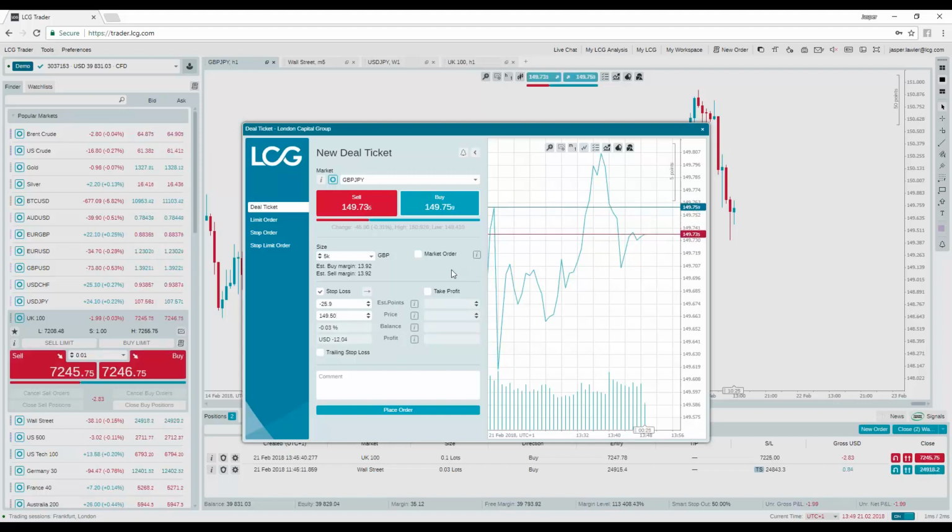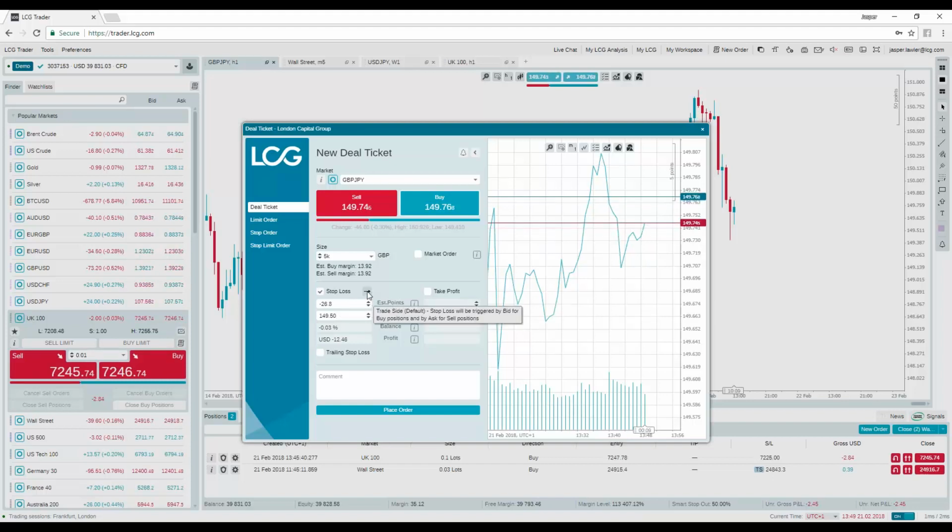Hold on, what am I doing wrong here? Buy, turn is stop. While I'm at it, I'm going to mention this little arrow here in case anyone's wondering. So basically, you've got some optionality here next to the stop loss.